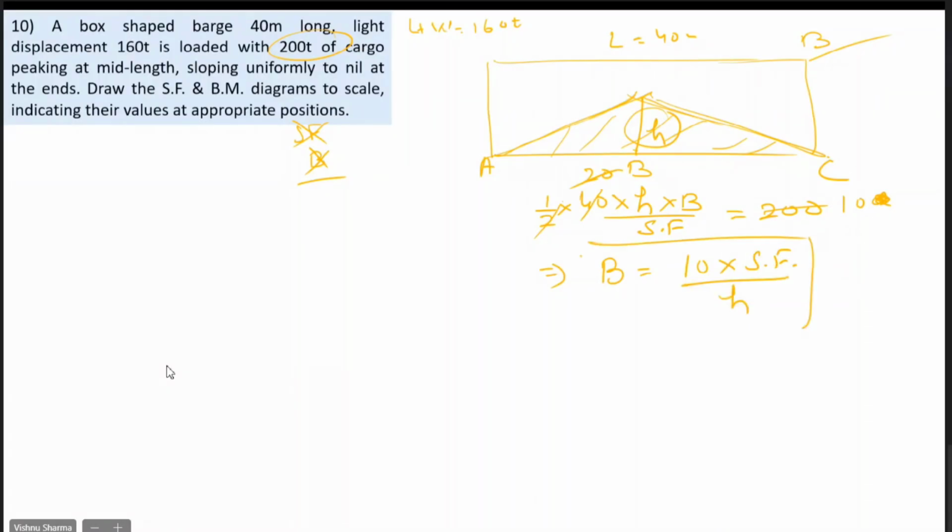Please, do you agree with this relationship? Please see that and let me know if there's any question, guys. B is equal to 10 into SF upon H. Or whatever, you can write SF is equal to this or H equal to this, anything you can write. That's okay. Agreed, guys? This expression you are okay with? Any questions up to this point?